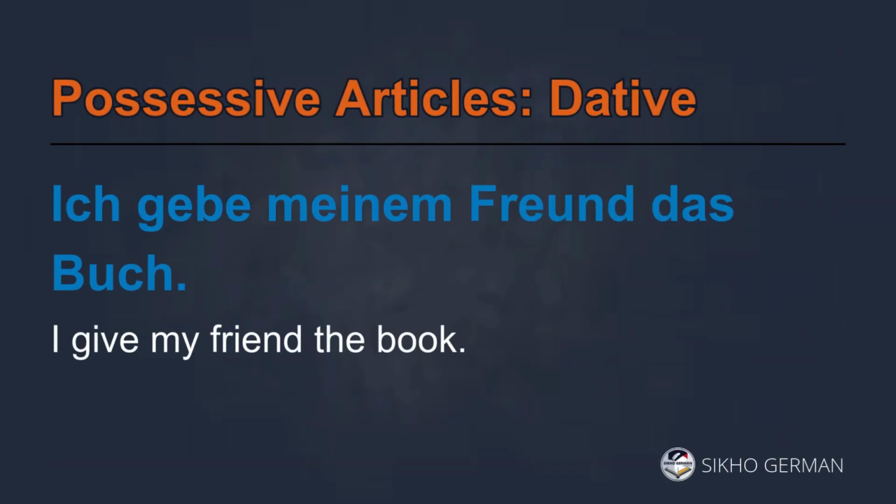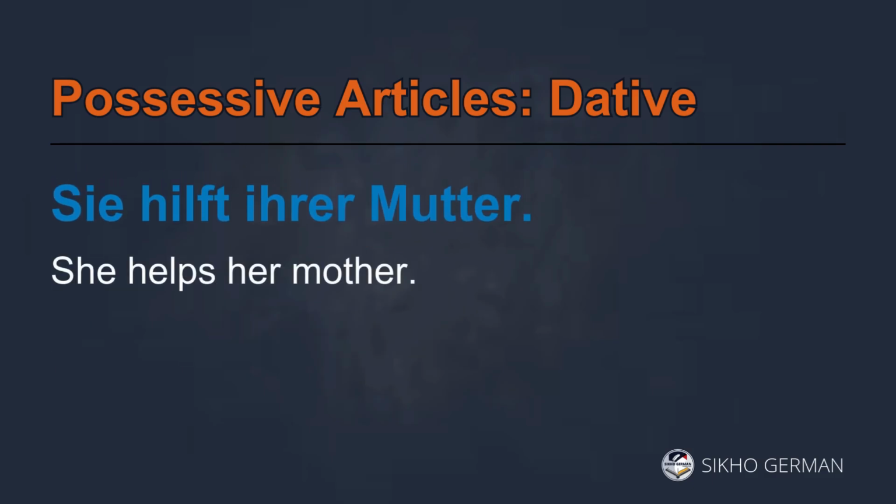Ich gebe meinem Freund das Buch. I give my friend the book. The masculine noun Freund is the indirect object, to whom, so we use meinem, dative masculine. Sie hilft ihrer Mutter. She helps her mother. The feminine noun Mutter is the dative object. Remember, helfen takes dative, so we use ihrer, dative feminine.